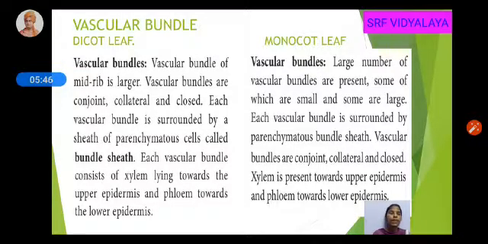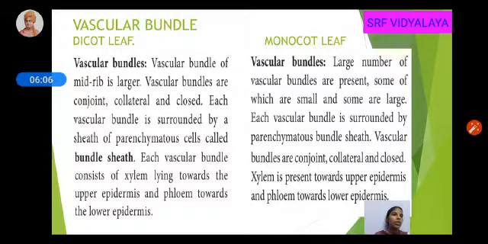Each vascular bundle is surrounded by a sheath of parenchymatous cells. When something is surrounded by a sheath, that is called a bundle sheath. Each vascular bundle consists of xylem towards the upper epidermis and phloem towards the lower epidermis.